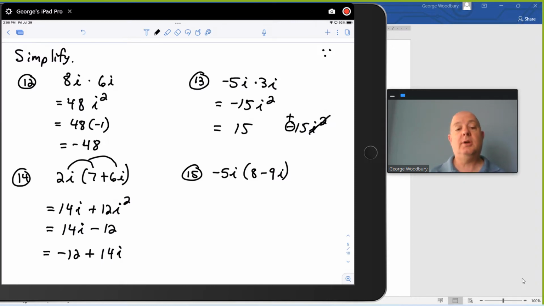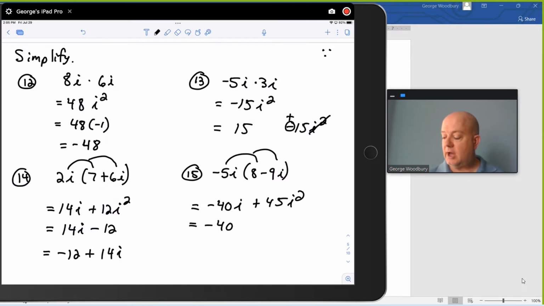Number 15 is similar. We've got -5i times the complex number 8 minus 9i. -5i times 8, that is -40i. -5i times -9i, that's plus 45i squared. That is the same as -40i minus 45, because 45 times i squared is 45 times -1, -45. And then again, I'm going to rewrite these terms so that the real part is first, -45 minus 40i.